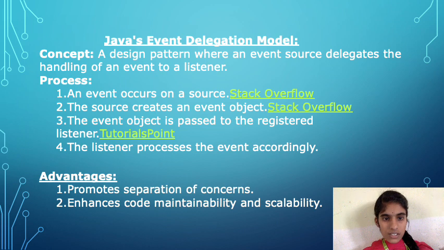Java's event delegation model is a design pattern where an event source delegates the handling of an event to a listener. An event occurs on a source. The source creates an event object. The event object is passed to the registered listener. The listener processes the event accordingly.